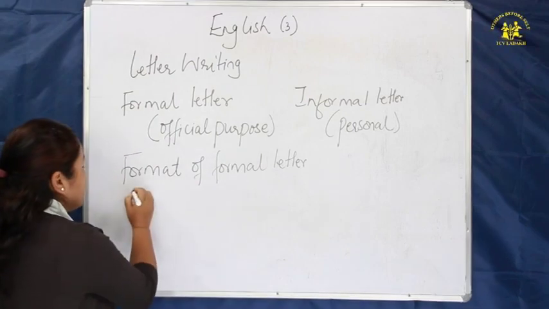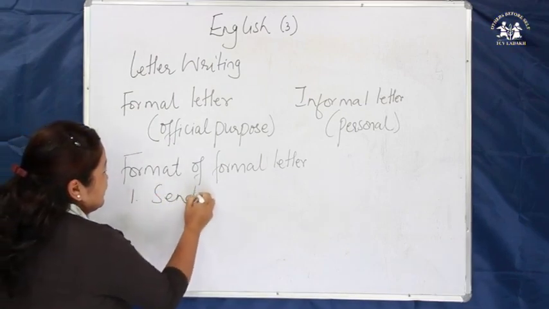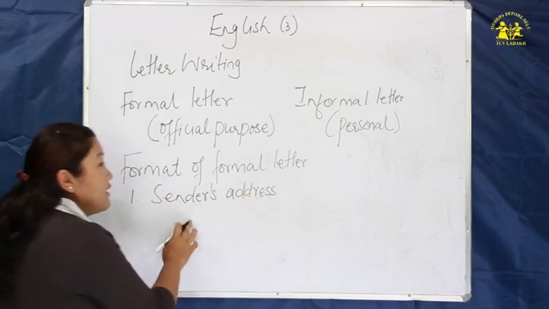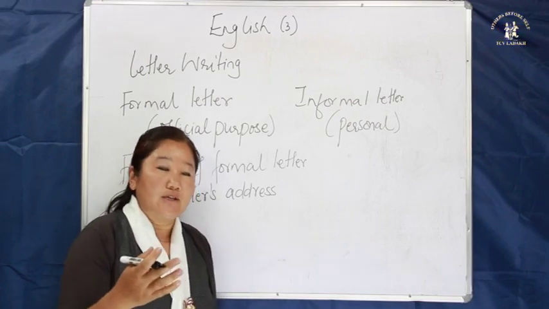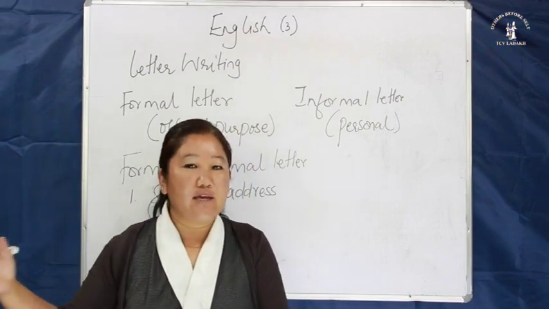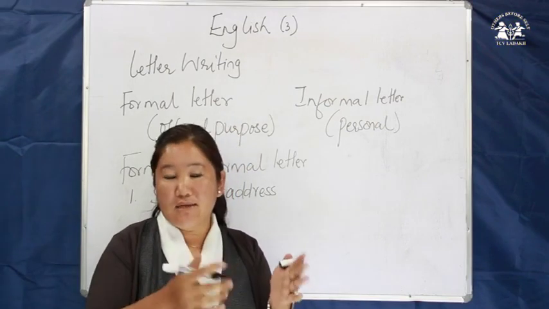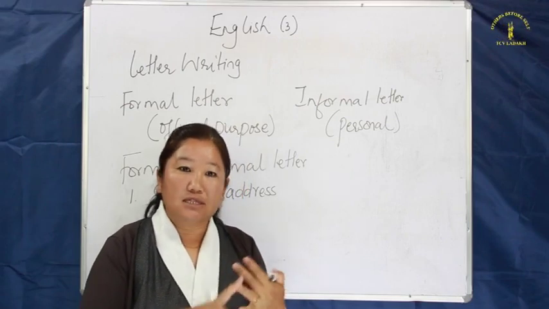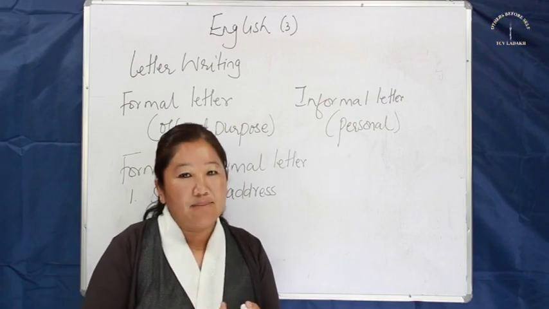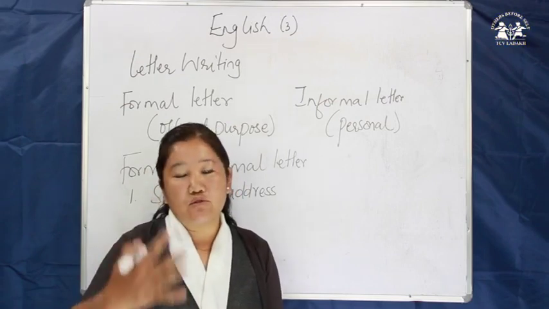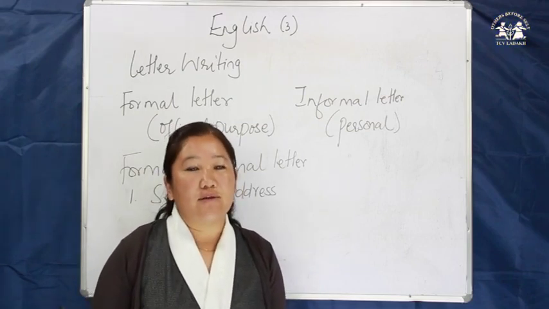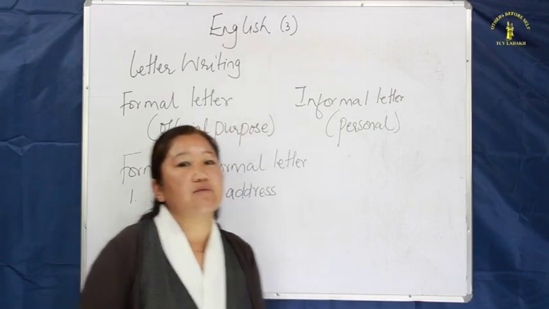Okay, first one, you have to write the sender's address. Now when you read the question, before you write the answer, you have to read the question very carefully, so that you understand who is the sender of the letter, who is the receiver of the letter, what the letter is meant for, what it is asking about, and who is the writer. You'll come to know all the details, which will be given in the question. If it's not given, then you have to write it on your own. But most of the time, it will be given in the test.